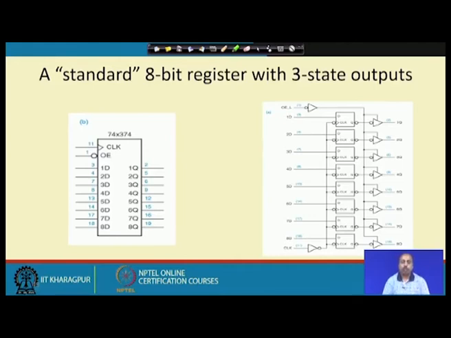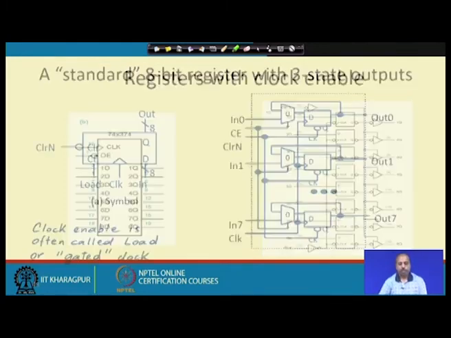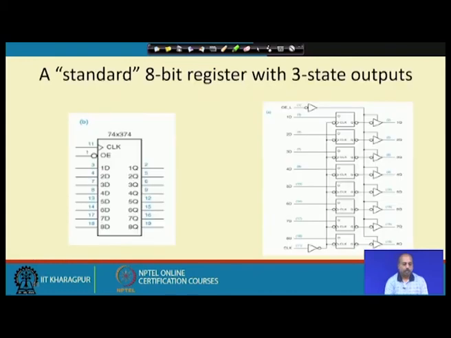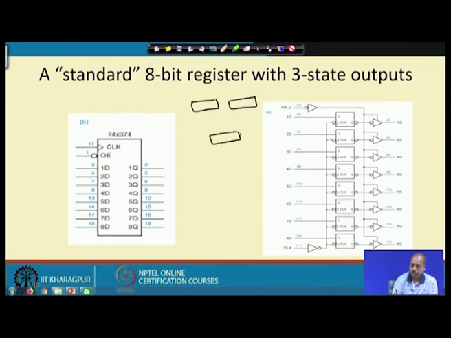Apart from the logic high and logic low output, it has a high impedance state, which is neither logic 0 nor logic 1, and it is useful while you are connecting a number of such devices together. What I mean is, suppose I have 2 registers like this, and these 2 registers' outputs are fed to another register. This output is one 8-bit output, this output is another 8-bit output, and both of them are feeding this register. This is R1, R2 and R3.